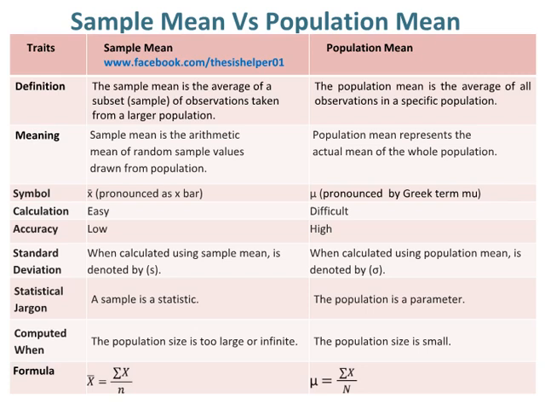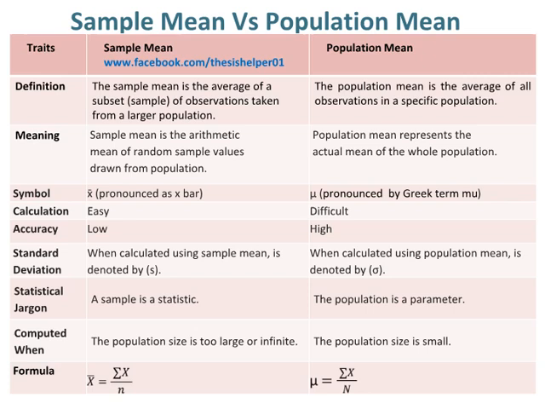Calculation of sample mean is easy, whereas, calculation of population mean is difficult. Accuracy of sample mean is low, whereas, accuracy of population mean is high. Standard deviation, when calculated using sample mean, is denoted by S, whereas, standard deviation, when calculated using population mean, is denoted by sigma. A sample is a statistic, whereas, the population is a parameter.